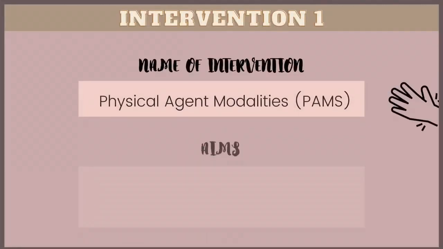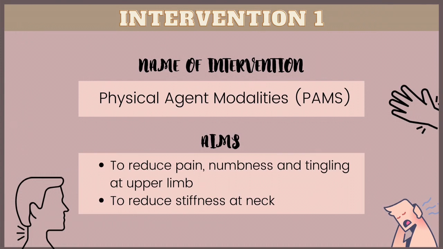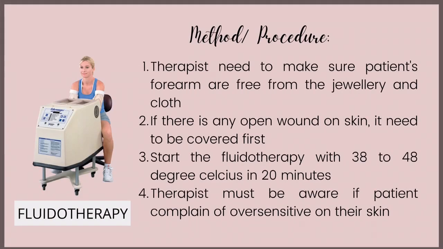The first intervention is physical agent modalities or PAMs that aims to reduce pain, numbness and tingling in the upper limb. It also aims to reduce stiffness at the neck. For the fluid therapy, therapists need to make sure patients' forearms are free from jewelry and clothes. If there is any open wound on the skin, it needs to be covered first. Then start the fluid therapy at 38 to 48 degrees Celsius for 20 minutes. Therapists must be aware if patients complain of oversensitivity on their skin.